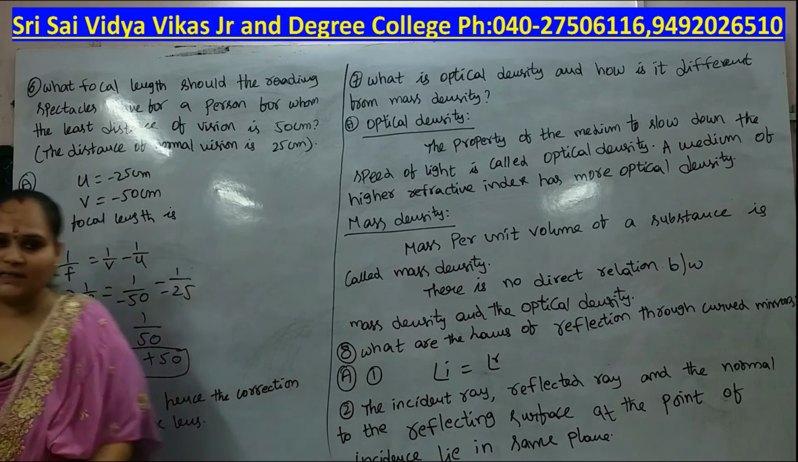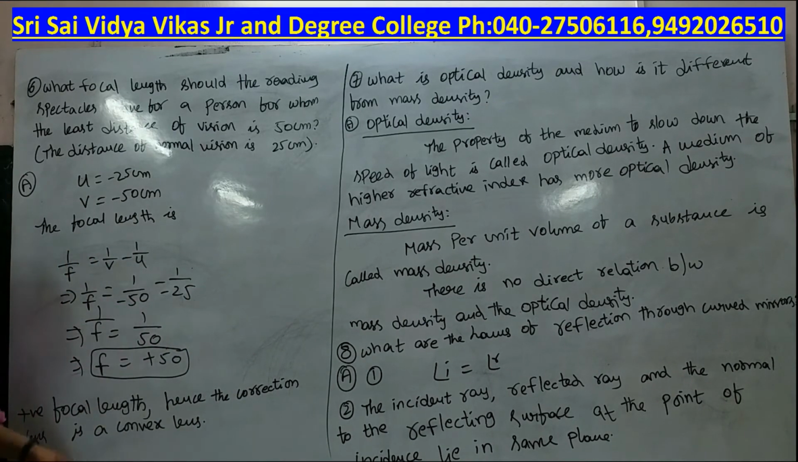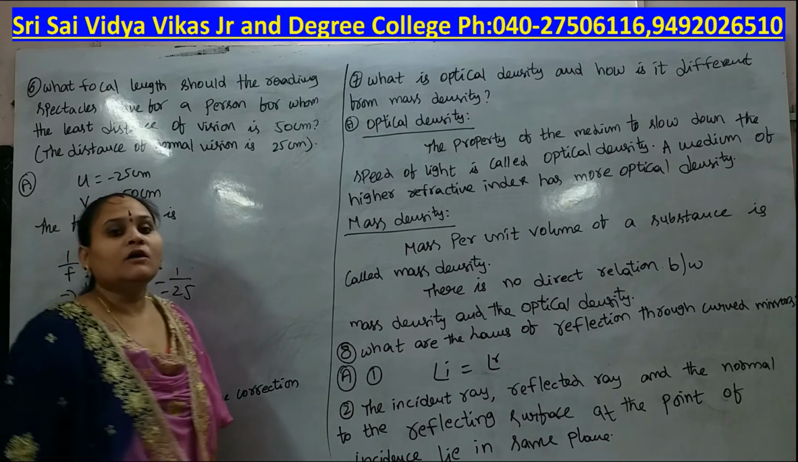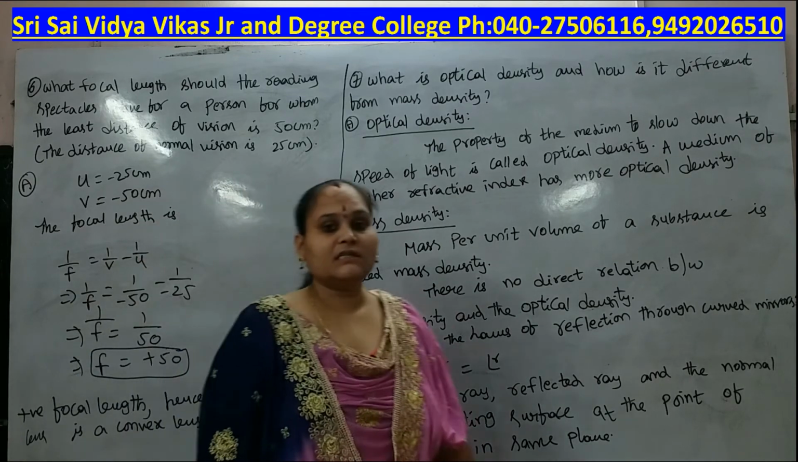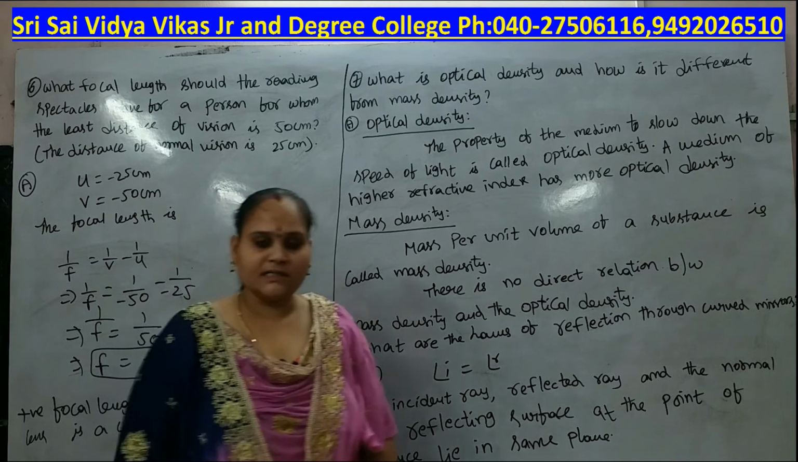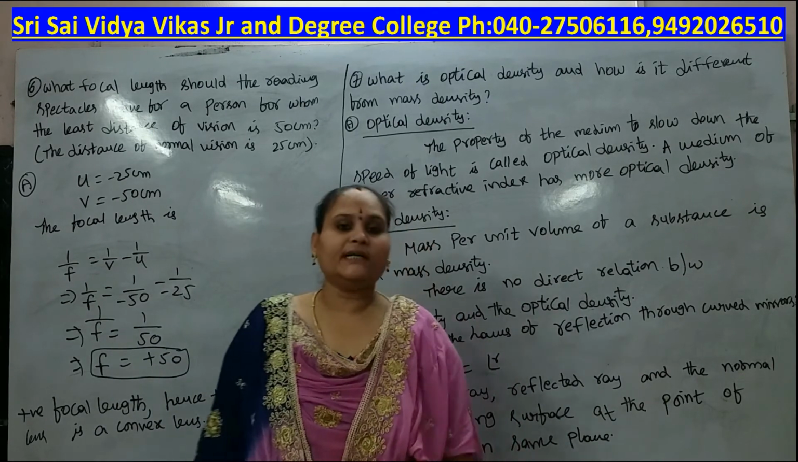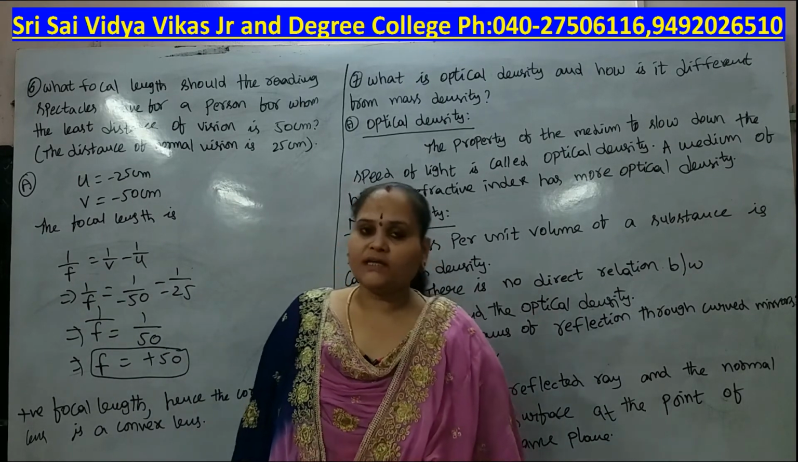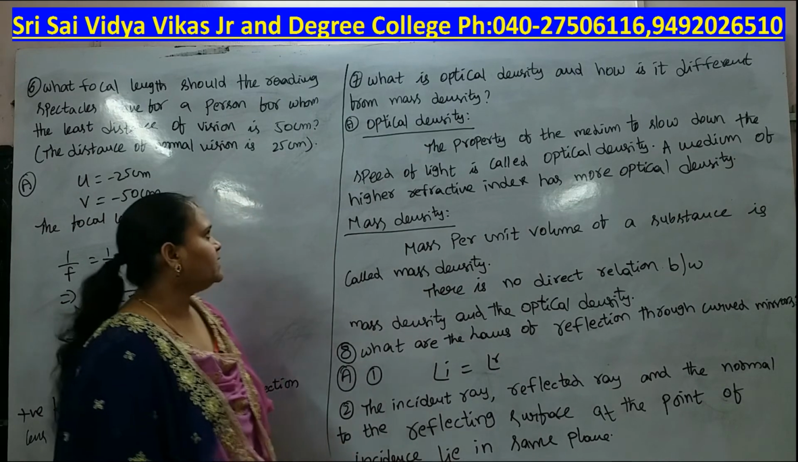So the focal length is positive. Hence the correction lens is a convex lens. Otherwise, if the focal length were negative, it would be a concave lens. Here we get a positive focal length, that's why the correction lens is a convex lens.